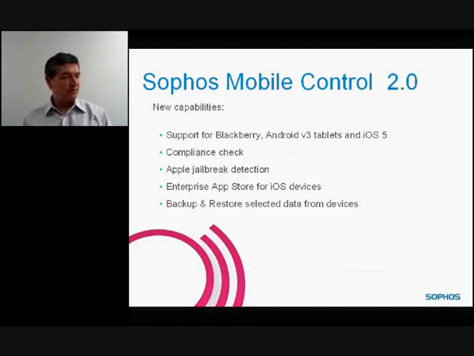So that's pretty much it for the Sophos Mobile Control we have at the moment. I'll just briefly touch on Sophos Mobile Control 2. This is our next version of our product, which will be coming out within the next month or so. No, it'll be here within the next 2 months, I know that. And this addresses a few of the questions that people have. With Sophos Mobile Control 2, we'll be extending support to BlackBerry devices, Android version 3 tablet type devices, and also iOS 5 devices. One of the other functions we'll have is compliance checks.